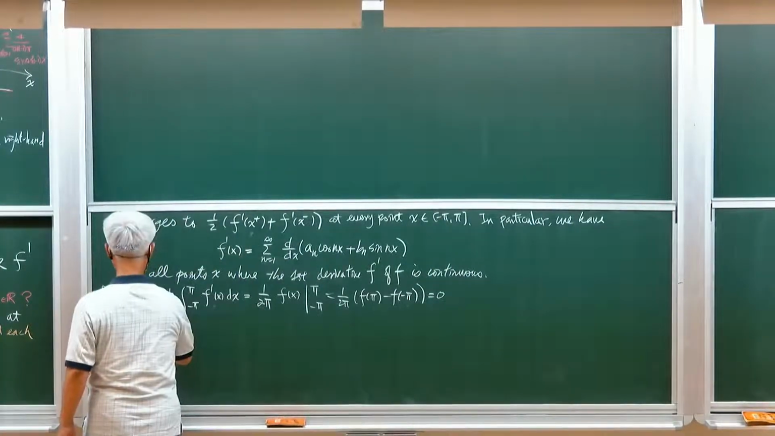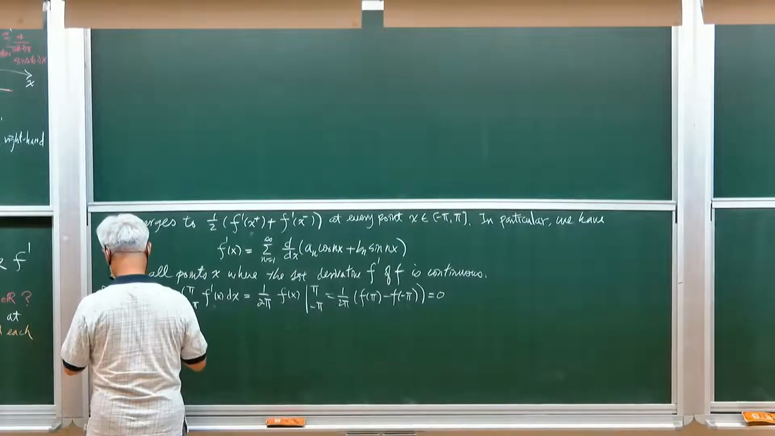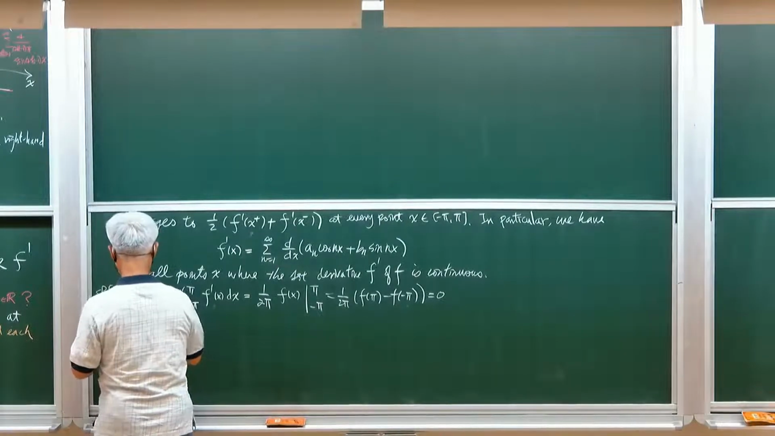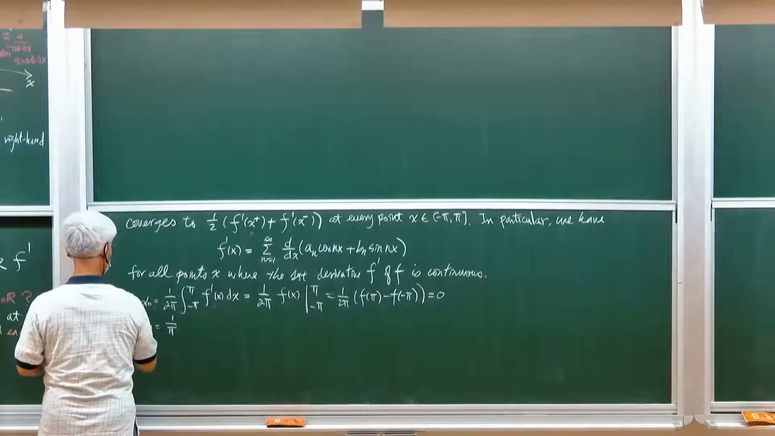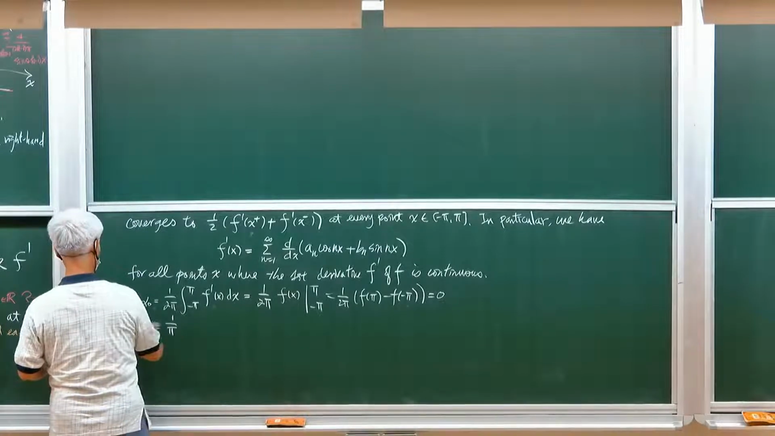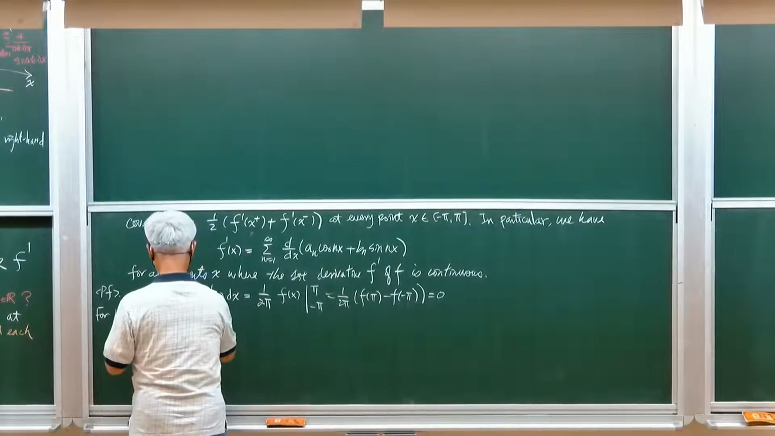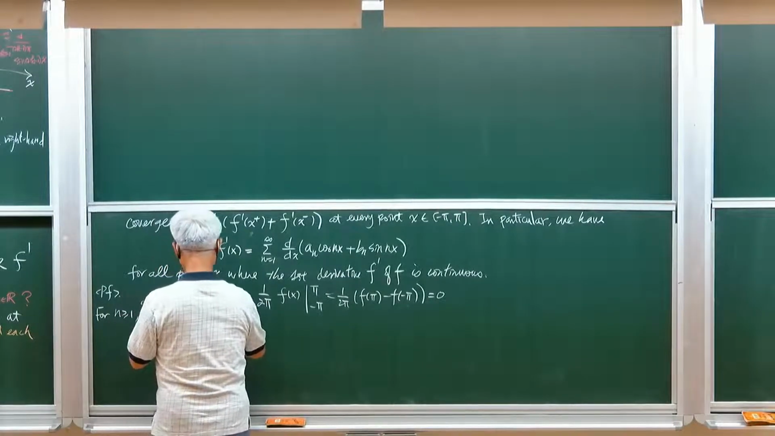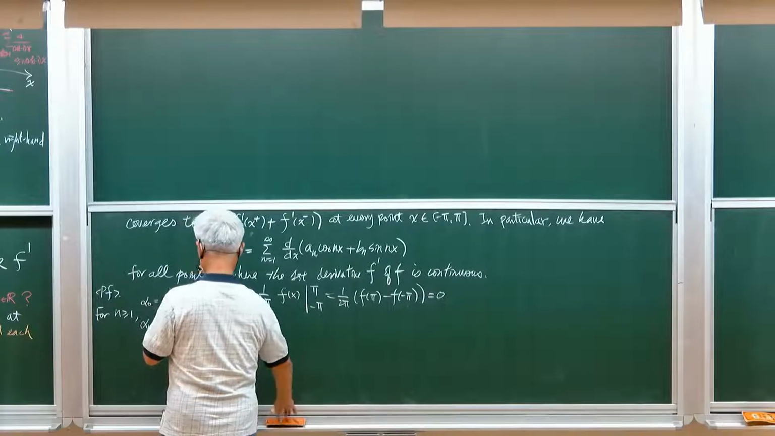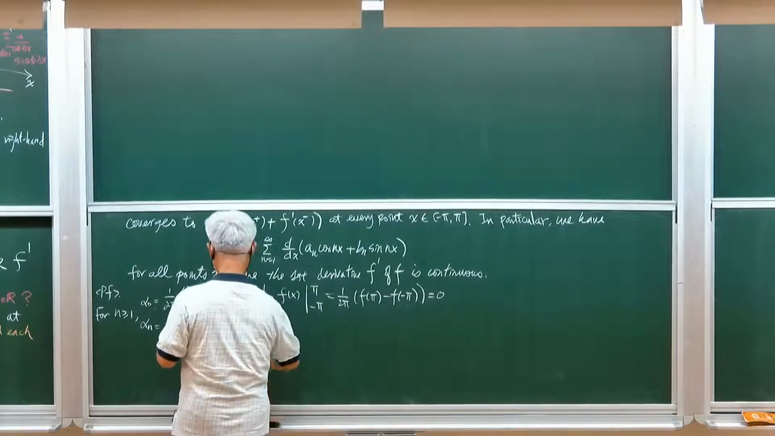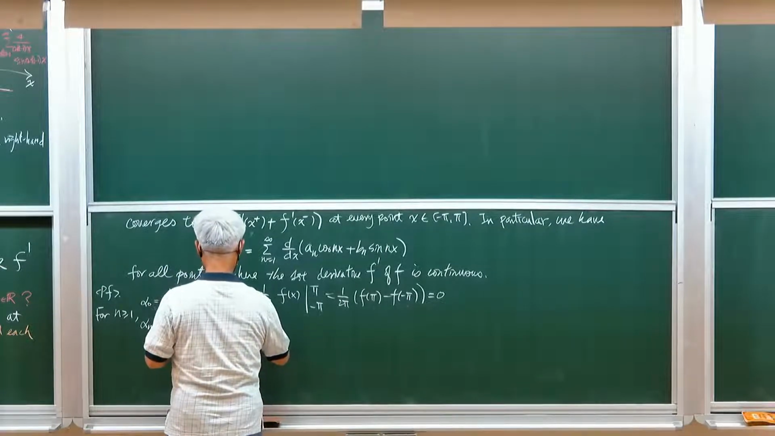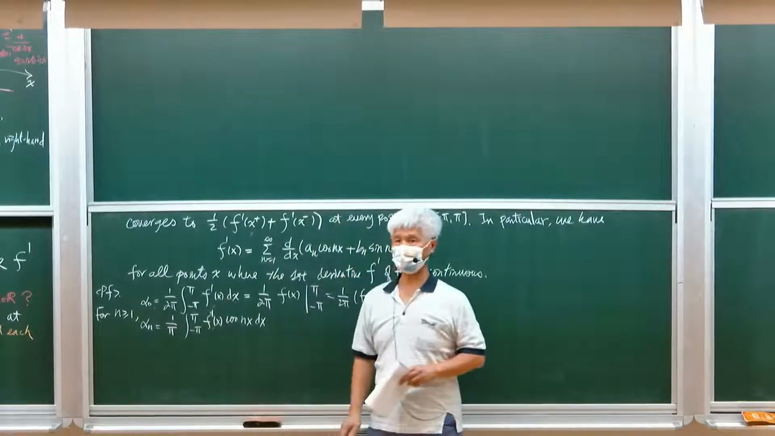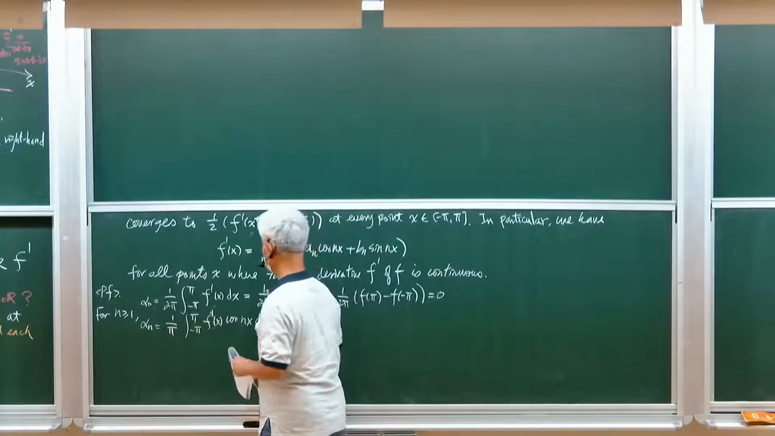For alpha n, now we write, and for n greater than or equal to 1, we compute alpha n, which is the integral of f prime of x cosine nx dx. Okay, so we use the first derivative to compute the coefficient alpha n.